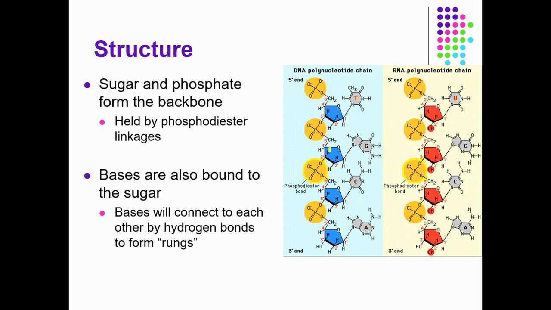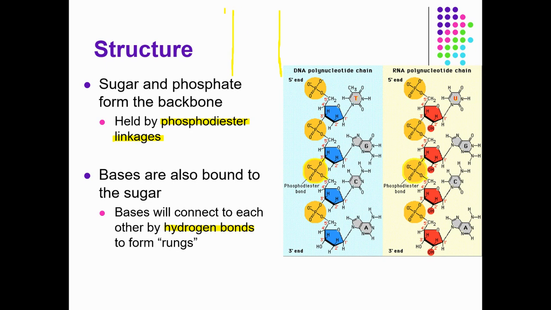The sugars and the phosphates join up to form the backbone. All right, and these are going to be held together by a phosphodiester bond, okay? On your essay, this is what it's looking for on the backbone, phosphodiester. And so that's going to be a strong covalent bond. But there's also going to be another very important bond in your DNA, and that's going to be a hydrogen bond.